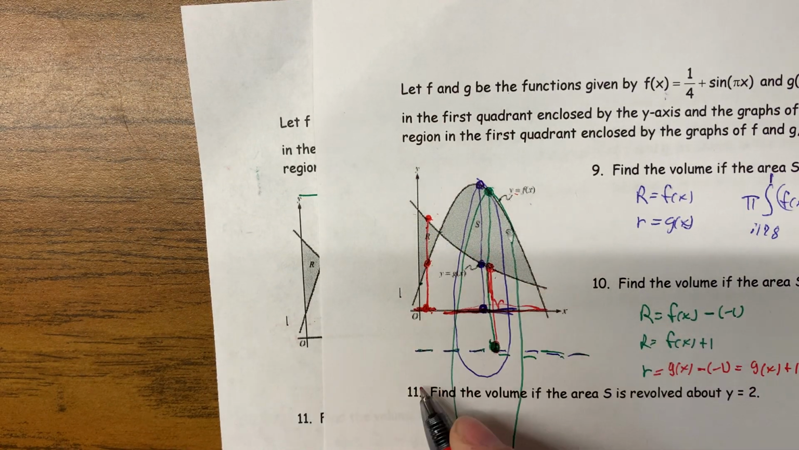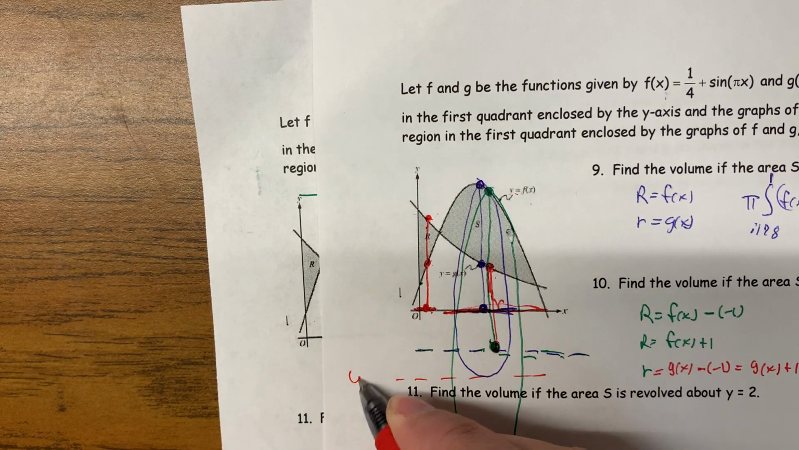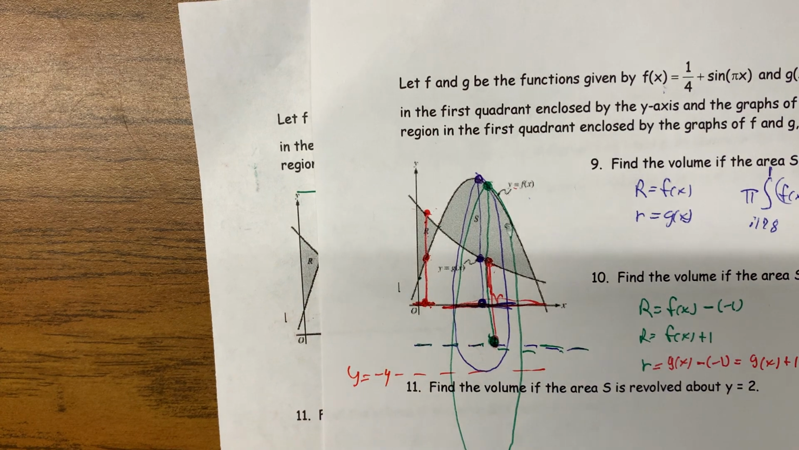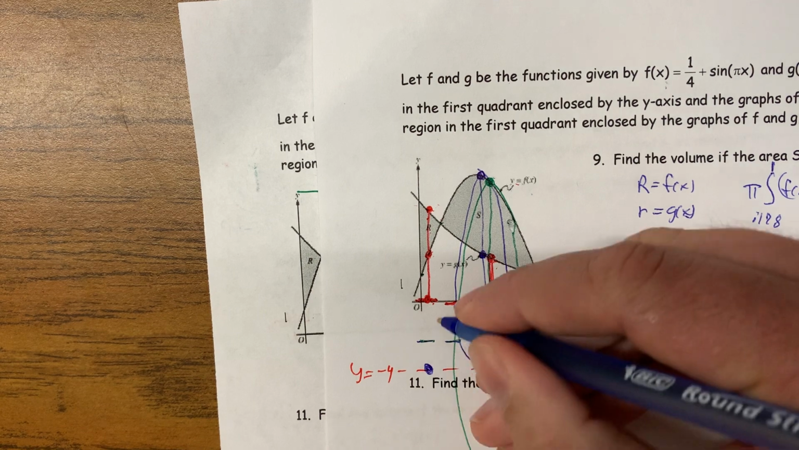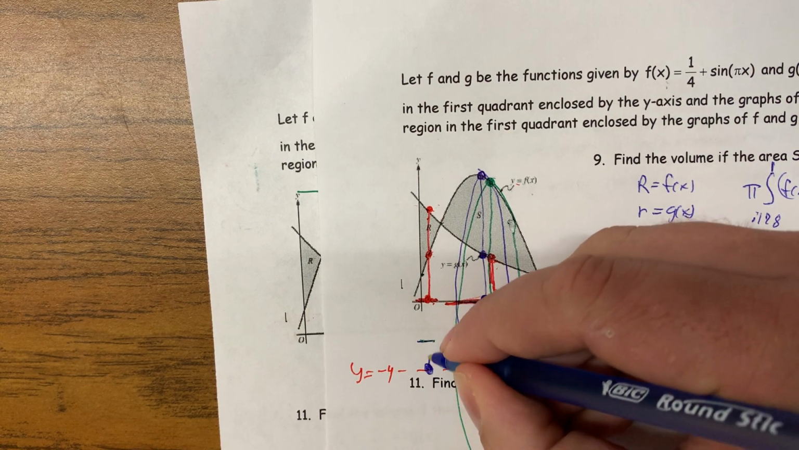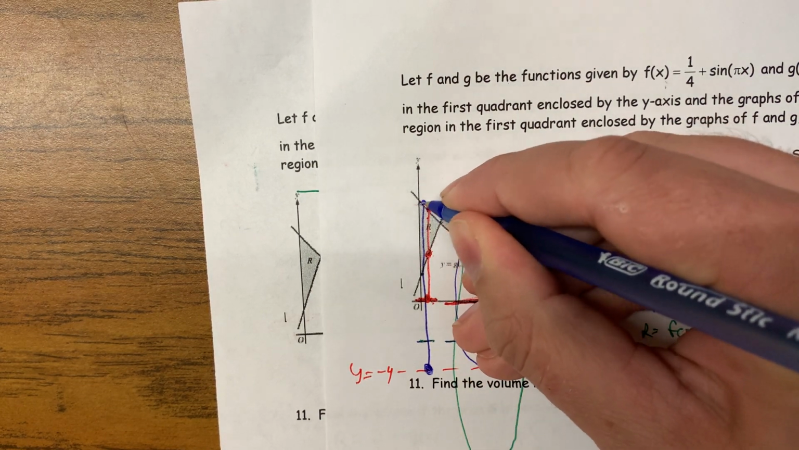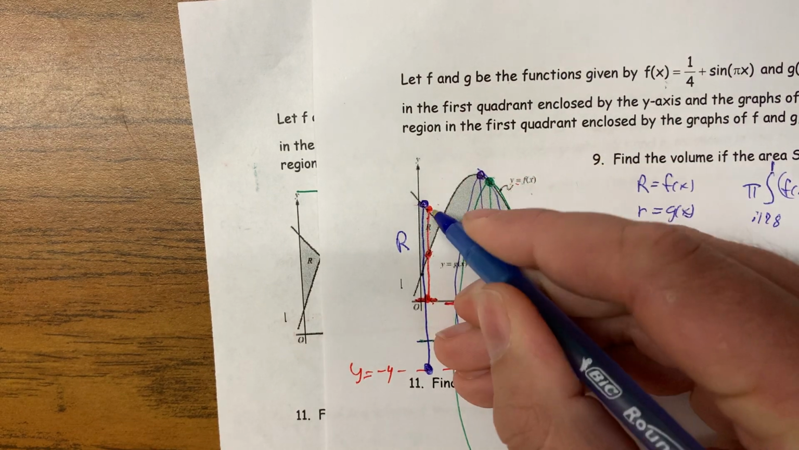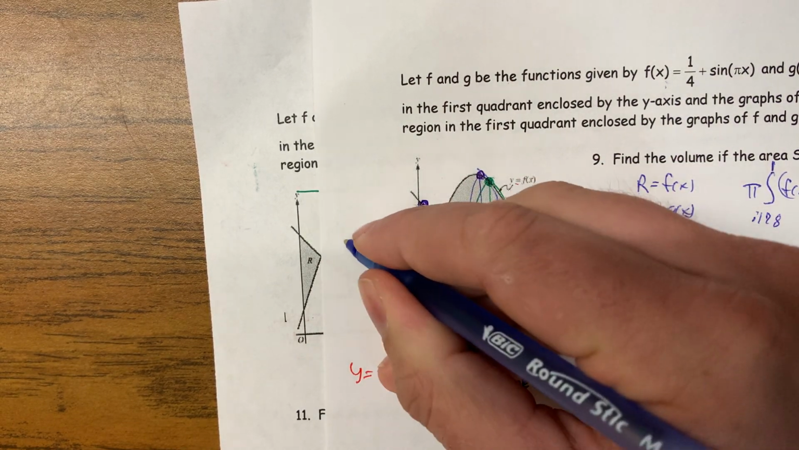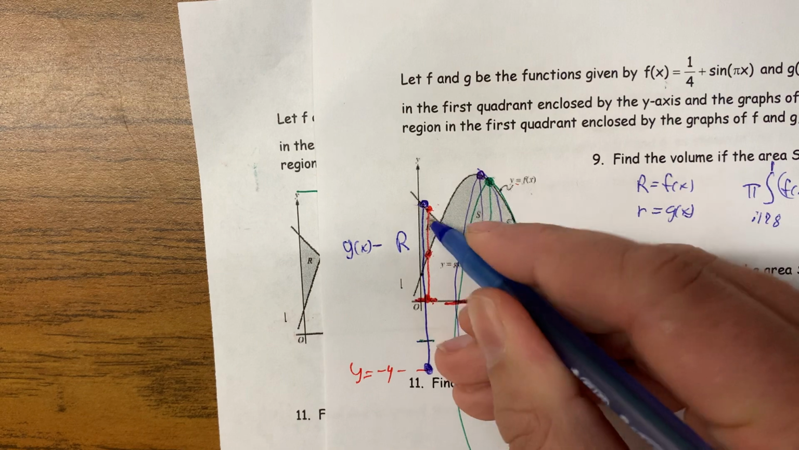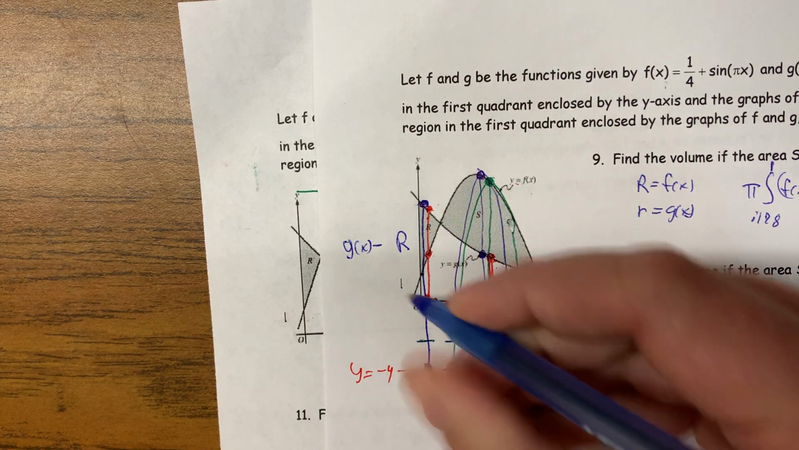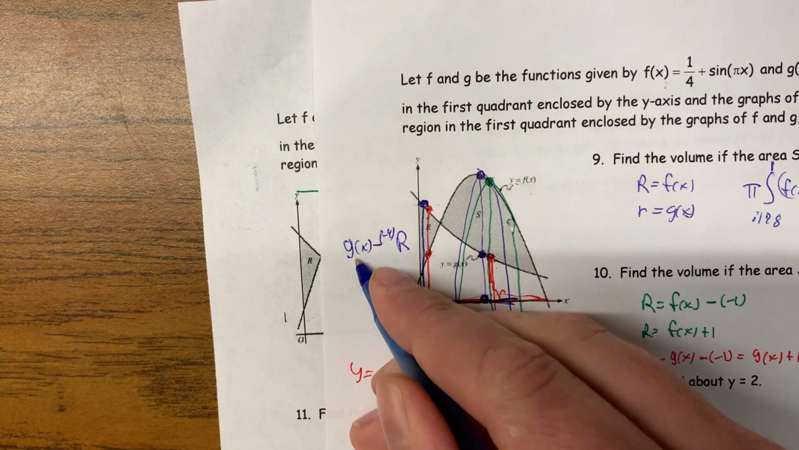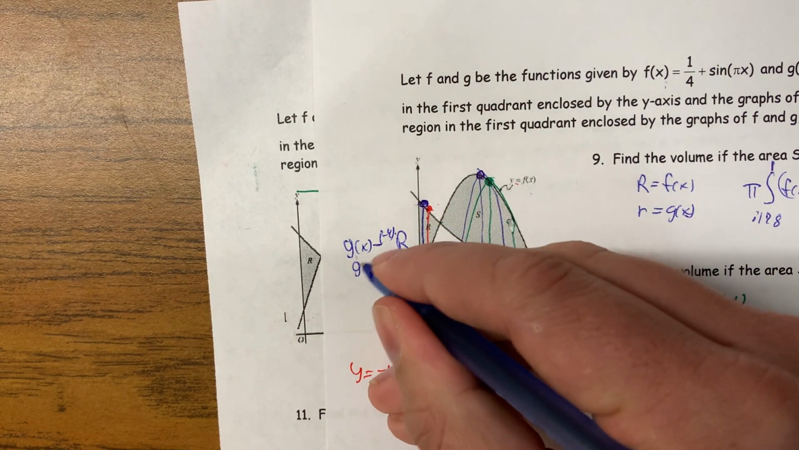So R is being revolved around y equals -4. So what is that volume? And hopefully you said this is the center of rotation. We go all the way to the end. That's the big R. And that is g of x minus, so g of x is the top part, minus -4. So g of x minus -4, which is g of x plus 4.